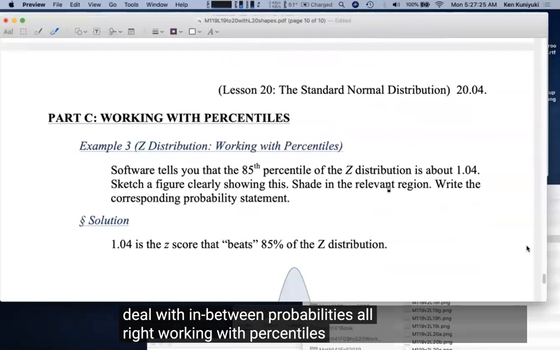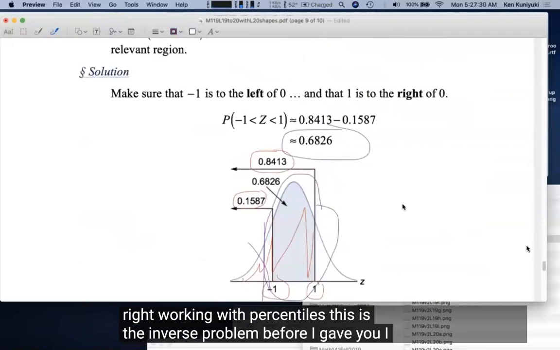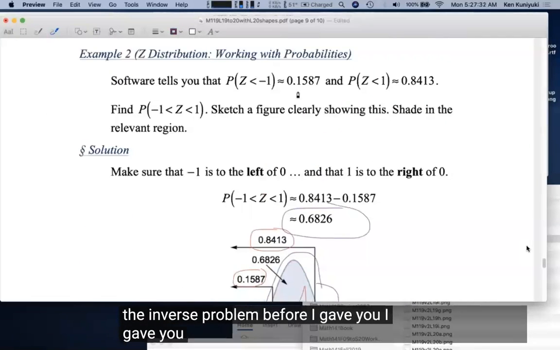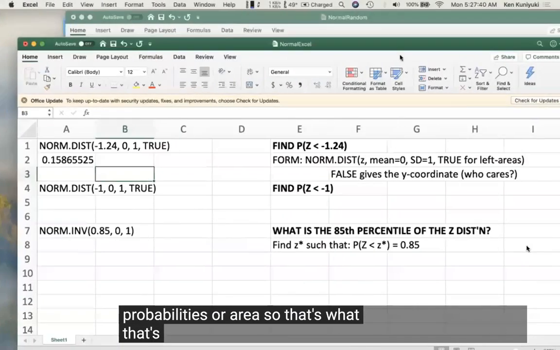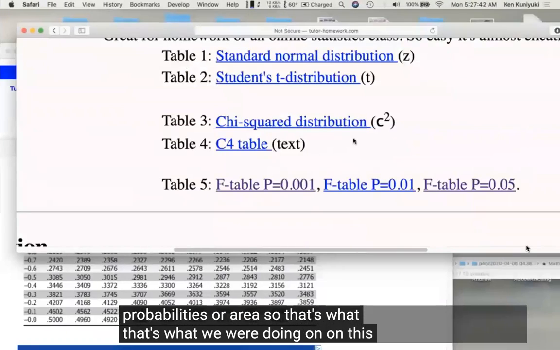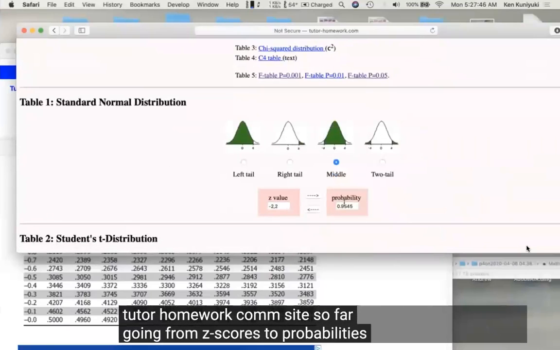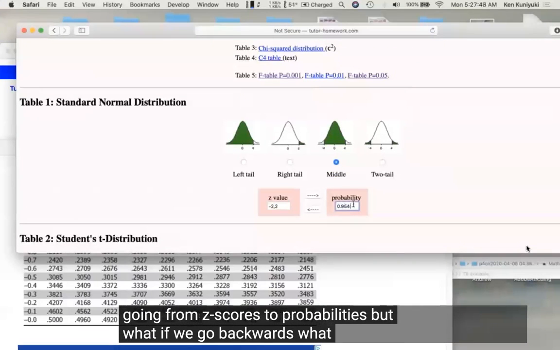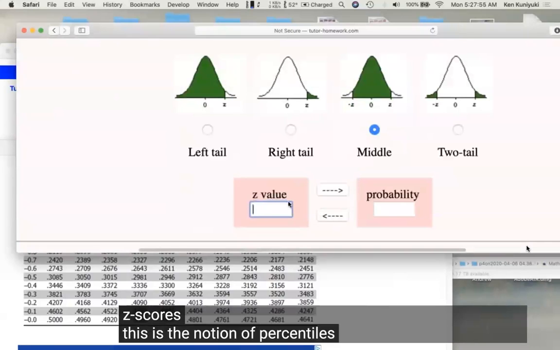Working with percentiles. This is the inverse problem. Before, we asked software to take z-scores and give us probabilities or areas. So that's what we were doing on this tutorhomework.com site so far, going from z-scores to probabilities. But what if we go backwards? What if we go backwards from probabilities back to z-scores? This is the notion of percentiles.